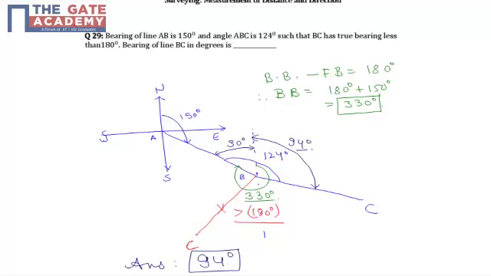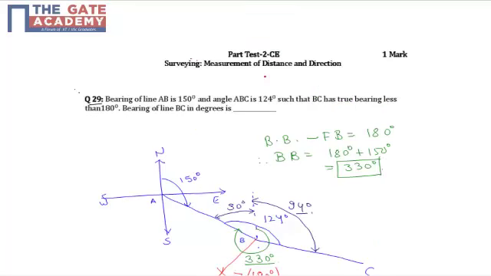Dear students, question number 29 of part test 2 is a 1 mark question from measurement of distance and direction from the subject of surveying. In this question, the bearing of line AB is given as 150 degrees and angle ABC is 124 degrees such that BC has true bearing less than 180 degrees. So this is our keyword to solve this question.